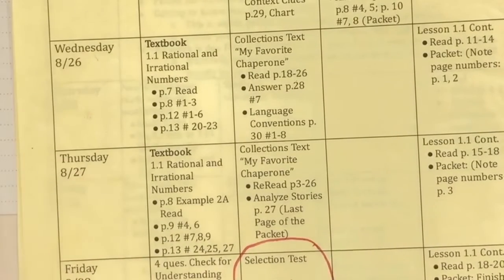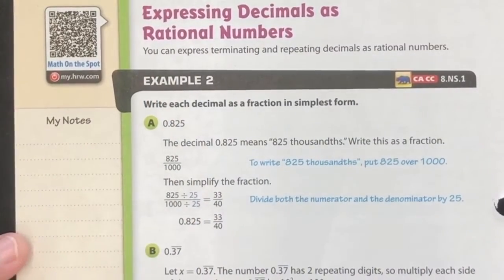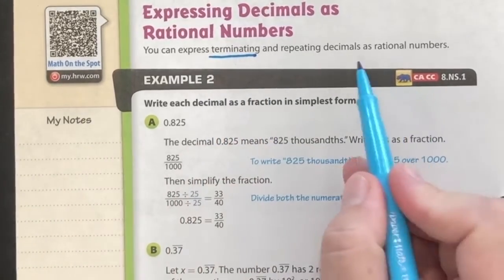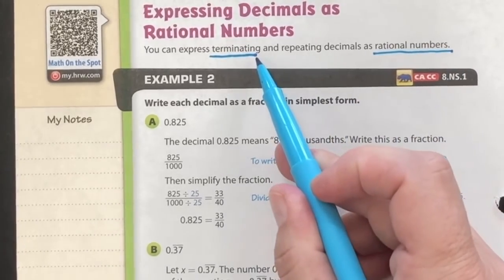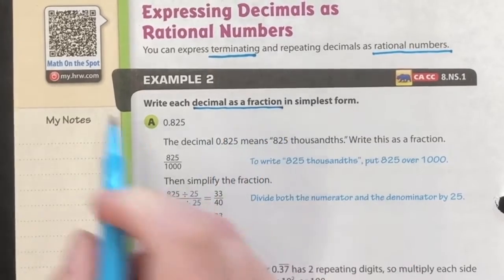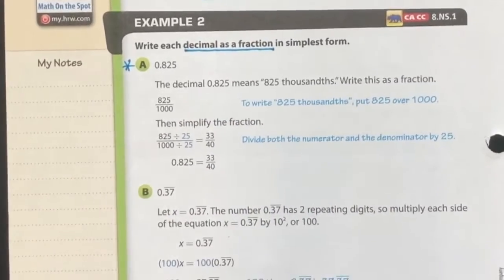Okay, today for math, we're still going to be in 1.1, rational and irrational numbers. We're going to be converting decimals to fractions. We're just going to look at example A. Today we're going to be expressing terminating decimals as rational numbers. A terminating decimal is just a decimal that does not repeat. So we're only going to look at example A today.